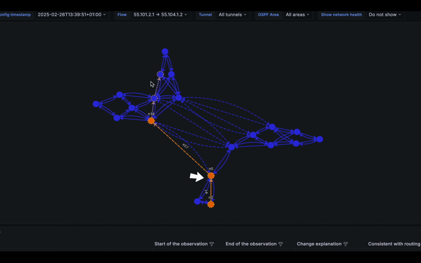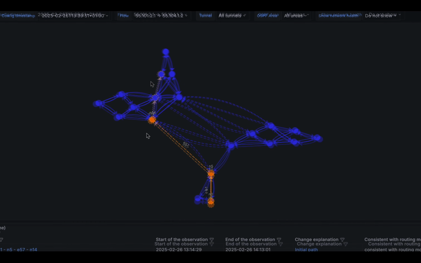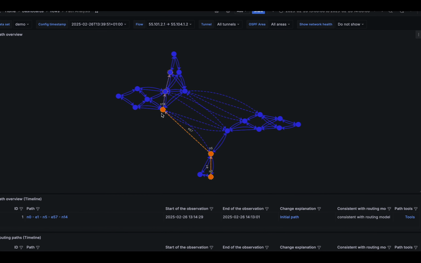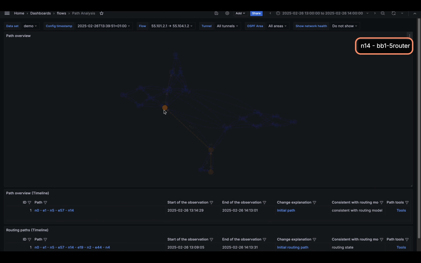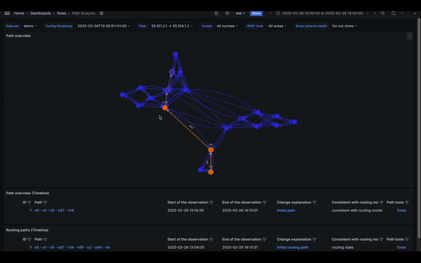The observed path in orange does not reach the same destination as the expected path in grey, meaning the traffic does indeed not reach the destination as mentioned in the ticket. In more detail, the traffic does not pass the router at node 14. But what exactly is the issue?